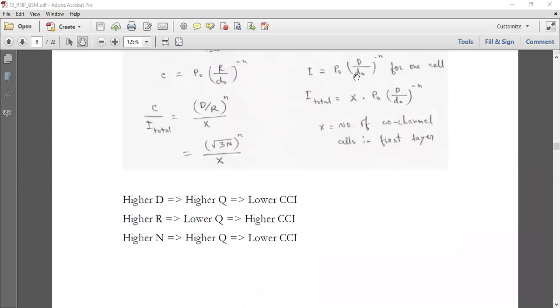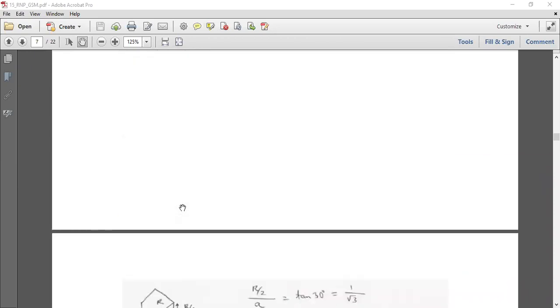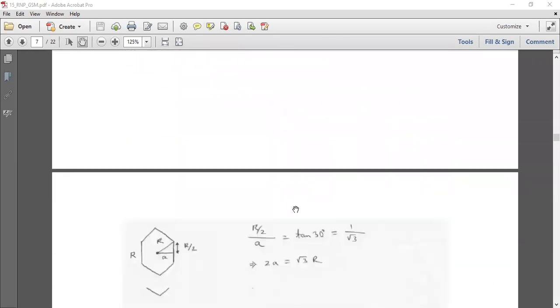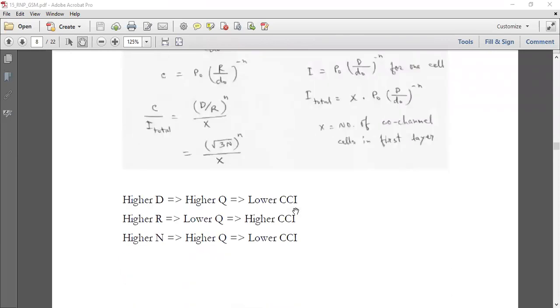Now, of course, if you have a higher value of D, then you have a higher value of Q, where Q equals D by R. That's indicative of a better situation in terms of interference: you have lower CCI. If you have a higher value of R, then the desired power will be adversely affected. You have lower Q, and then you have higher CCI.